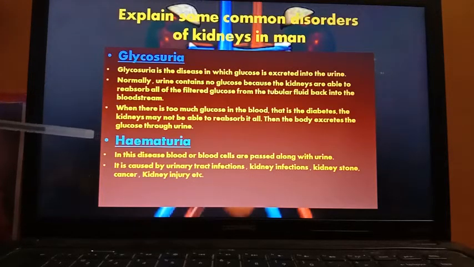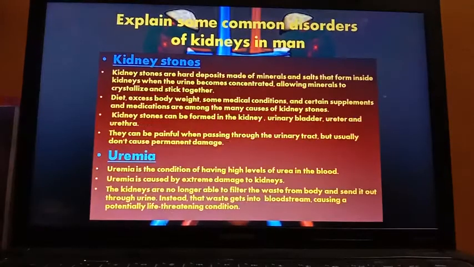Next disease is hematuria. In this disease, blood or blood cells are passed along with the urine. It is caused by urinary tract infections, kidney stones, cancer, kidney injury, etc. Next disease is kidney stones.